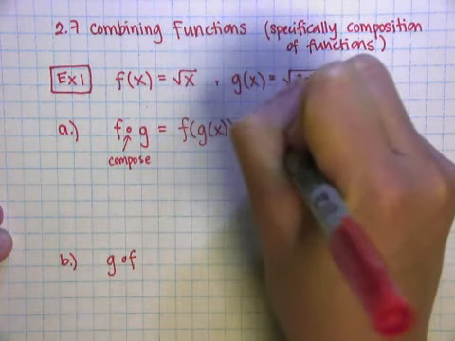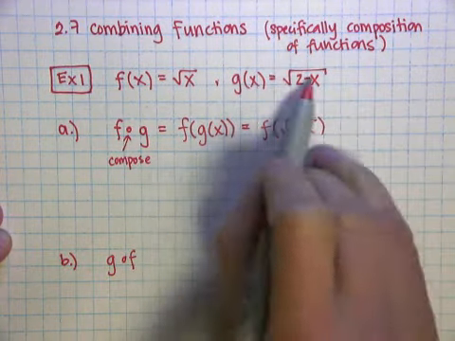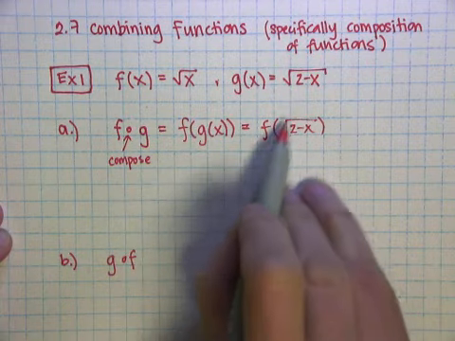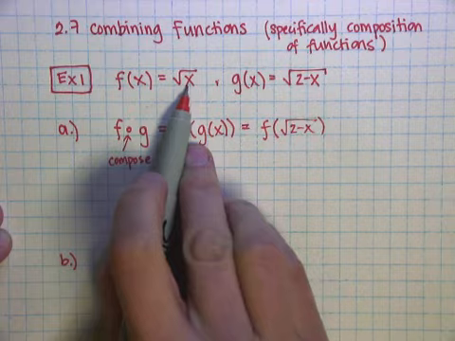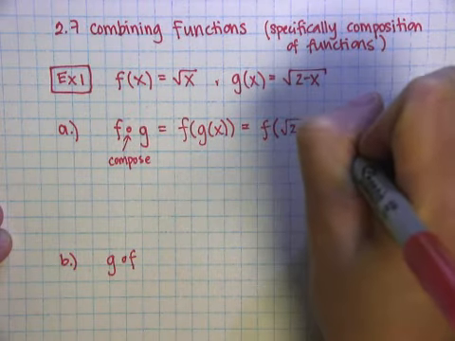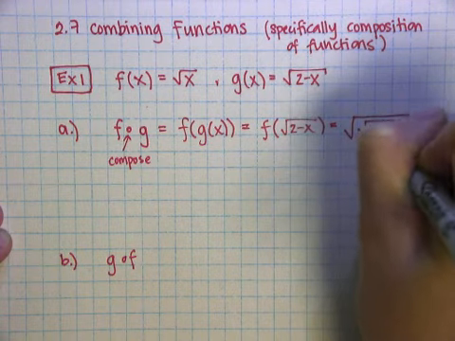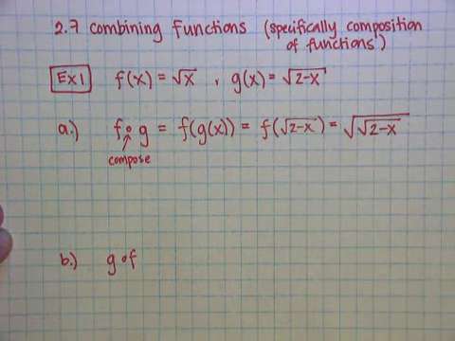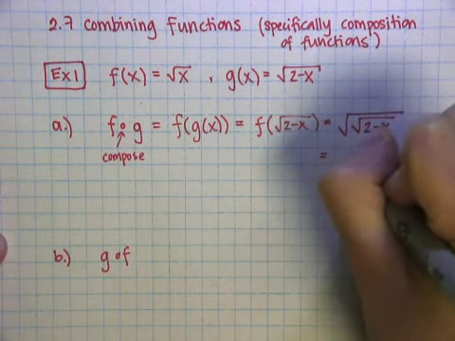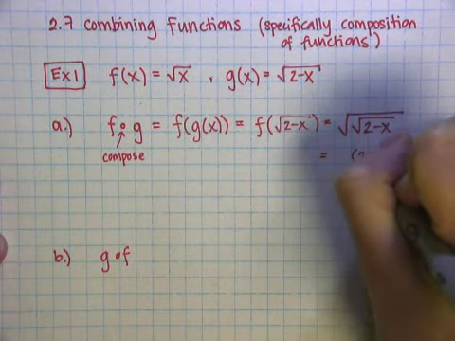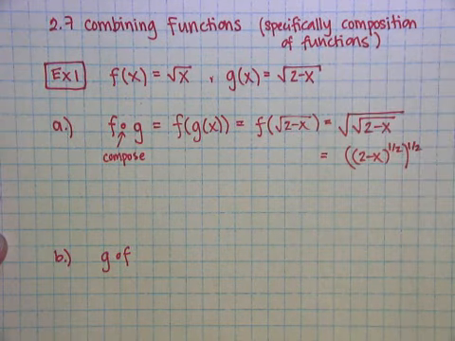Now, g of x is equal to the square root of 2 minus x. From above, we've got it defined. So instead of g of x, I'm going to substitute in. And then f tells me that whatever's in the parentheses, I'm going to square root it. So here, I'm going to have the square root of the square root of 2 minus x. Now, we can simplify this. Recall that square roots are the same things as half powers. So this is the same thing as 2 minus x to the half power. And then since it's all square rooted, it's raised to the half power again.